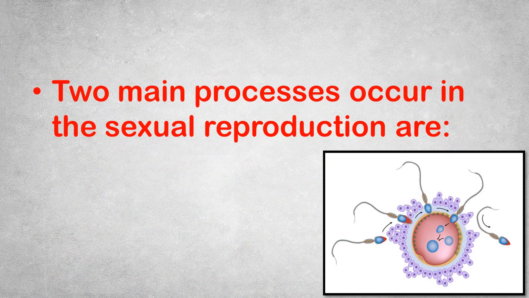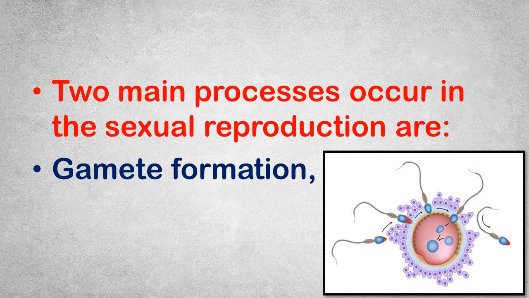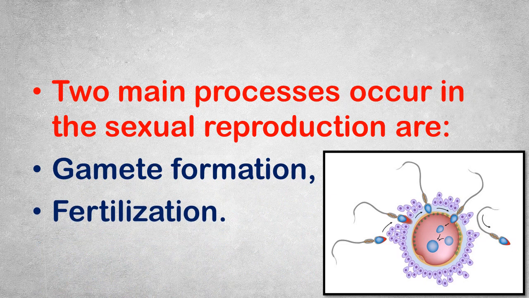The two main processes that occur in sexual reproduction are gamete formation, that is, formation of male and female gametes by the process of meiosis, and fertilization, that means the female egg cell is fertilized by the male sperm cell to form a diploid zygote. So this is the fertilization process.